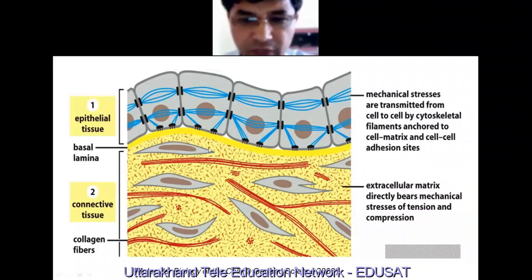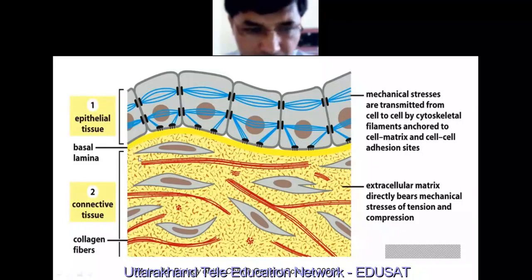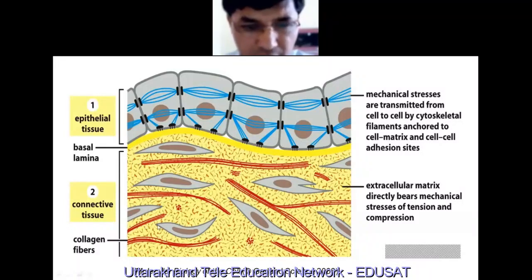It is made up of a basement membrane, and below this basement membrane is the part of connective tissue. In this connective tissue part, you are seeing many muscle fibers. These are the muscle fibers, as well as the collagen fibers. Now this is a part of the extracellular matrix.